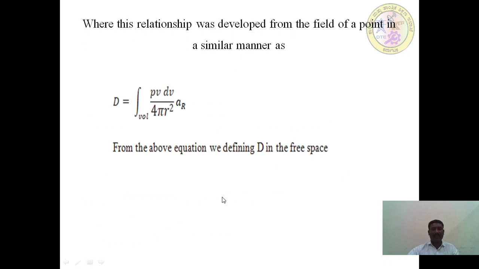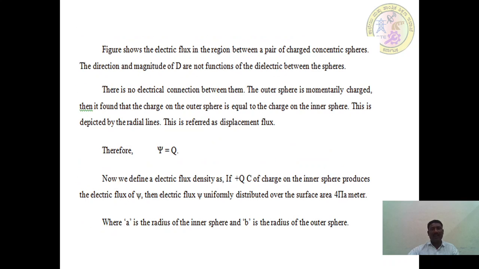Okay. Now the electric flux density D is equal to the volume integral of rho v into dv divided by 4 pi r square into a_r. From the above equation, we can define the electric flux density for free space for the given volume charge distribution.